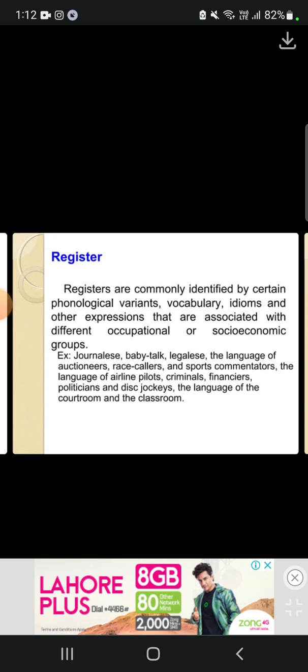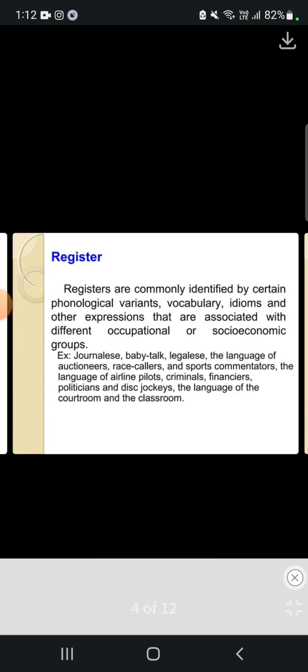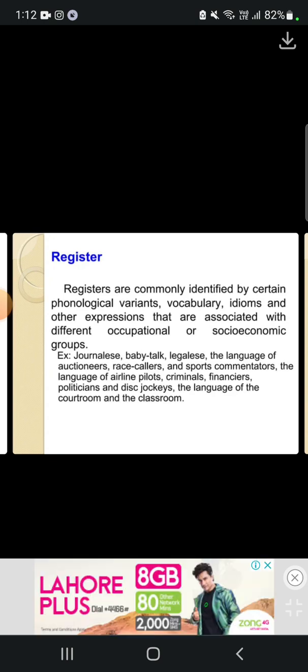For example, if we see different groups, like journalists, the language of auctioneers, race callers, sports commentators, the language of airline pilots, criminals, financiers, politicians, and the language of the courtroom and classroom. You have a better idea how the language of these professions is different. So the difference is based on their occupation. So this variation is called register.